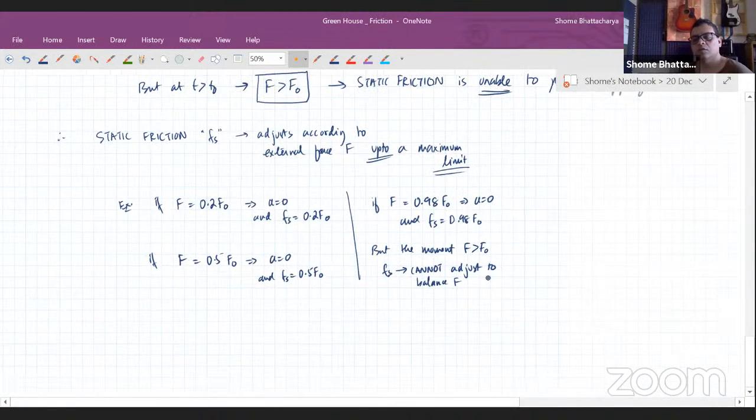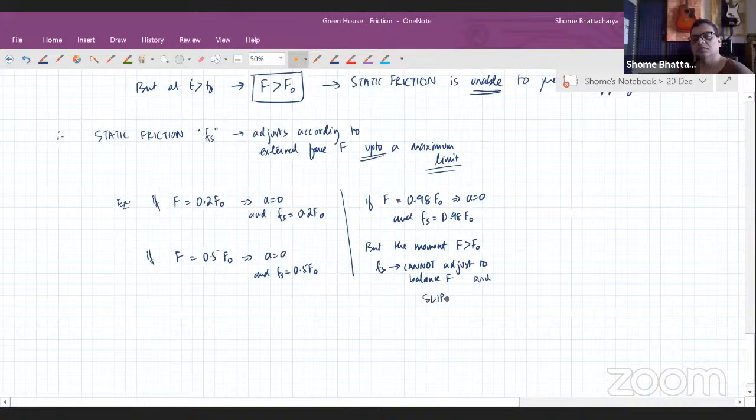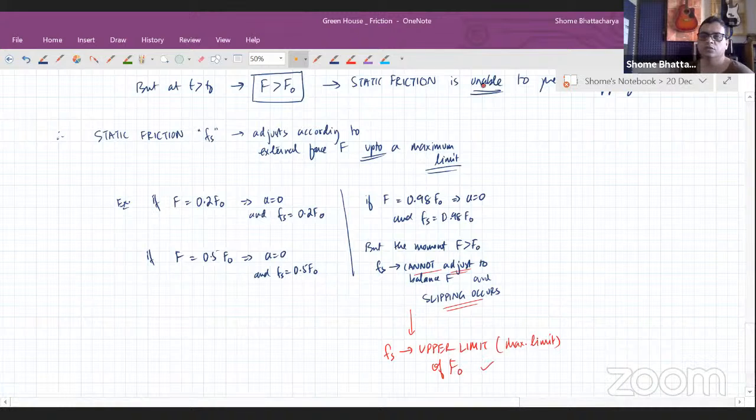Okay. And slipping occurs. So it cannot adjust and slipping occurs. So that means static friction has an upper limit or a maximum limit, in this case F naught. That is the first conclusion we can come to here.